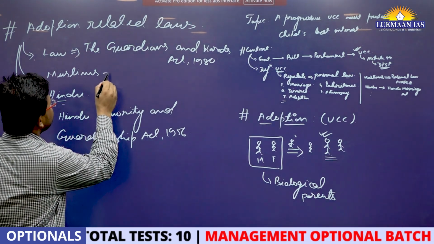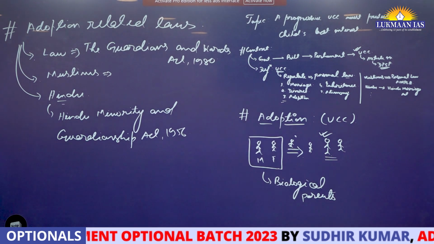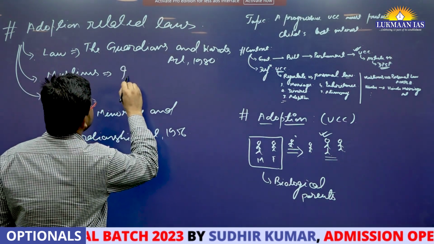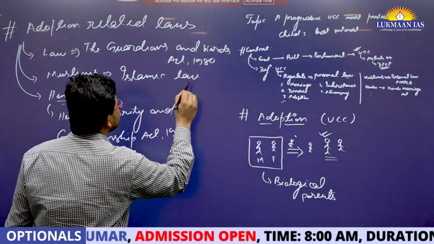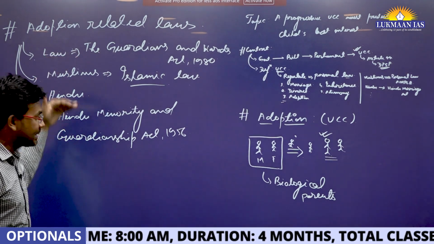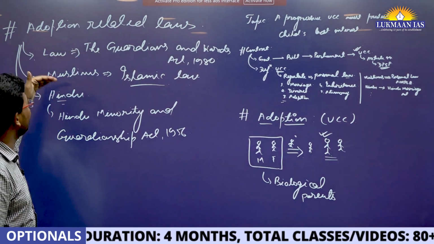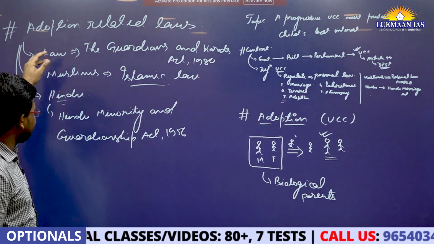Apart from this, for Muslims also they have an act, okay? They have an act related to Muslims also. So in Islamic laws, they have a different act. So in this article, the author has talked about what the differences are in case of adoption related to the law that is in existence and how they are different.